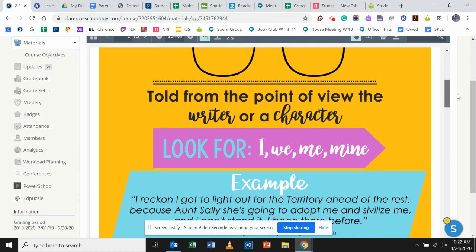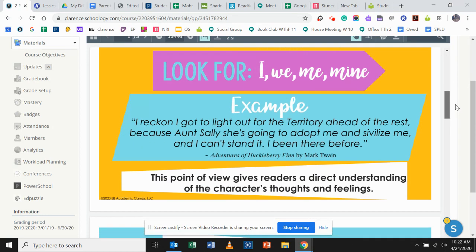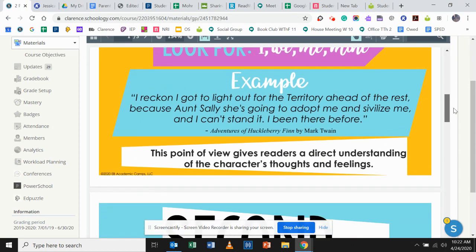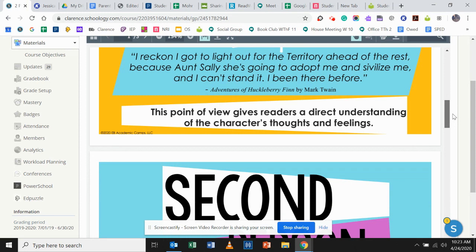It's told from the viewpoint of the writer or the character. Look for I, we, me, mine. So here's an example. I reckon I got to light out for the territory ahead of the rest because Aunt Sally, she's going to adopt me and civilize me, and I can't stand it. I've been there before, from Mark Twain. So this gives the readers a direct understanding of the character's thoughts and feelings.